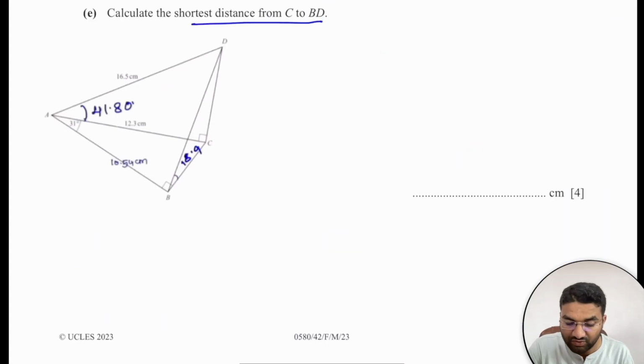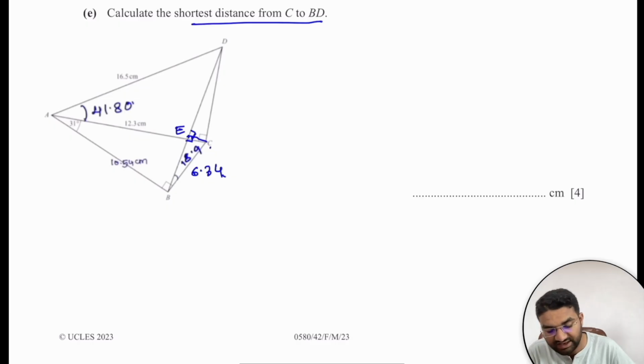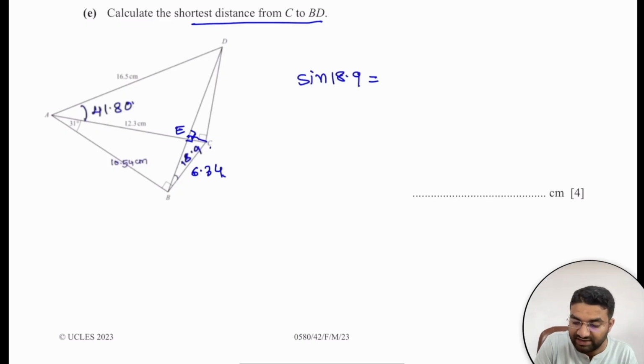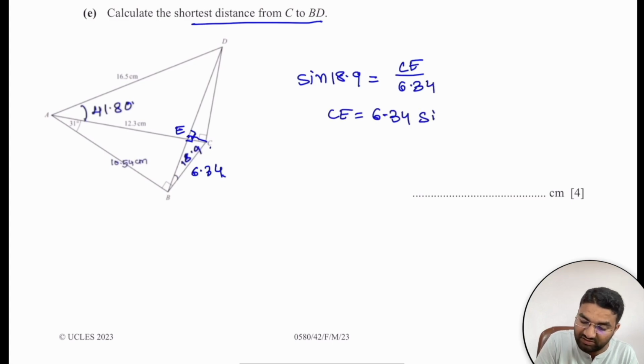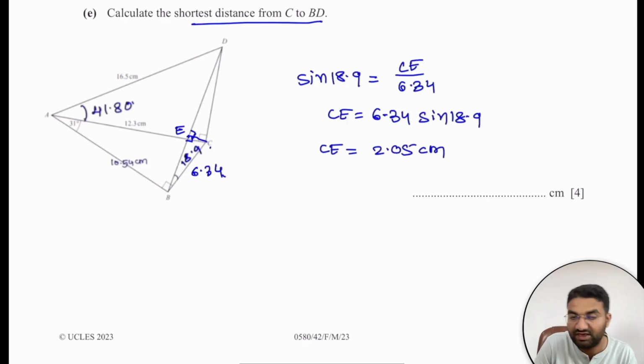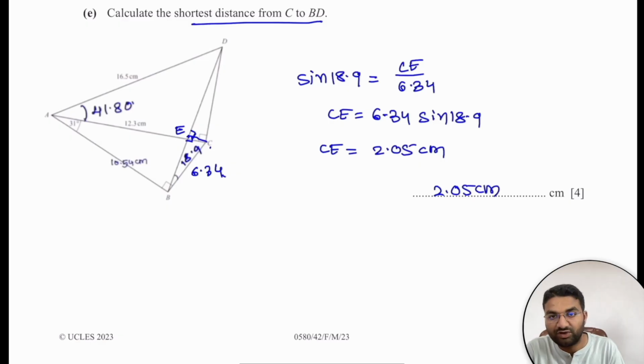Next question, we have to calculate the shortest distance from C to BD. The shortest distance is the perpendicular distance. We have already calculated BC is 6.34 and we know angle CBE, or CBD, is 18.9. Here you can use sine of 18.9 is equal to CE upon 6.34. So CE is equal to 6.34 sine of 18.9, which is 2.05 centimeters. So CE is 2.05.